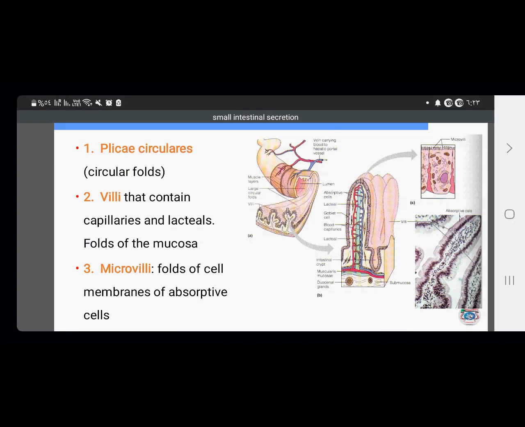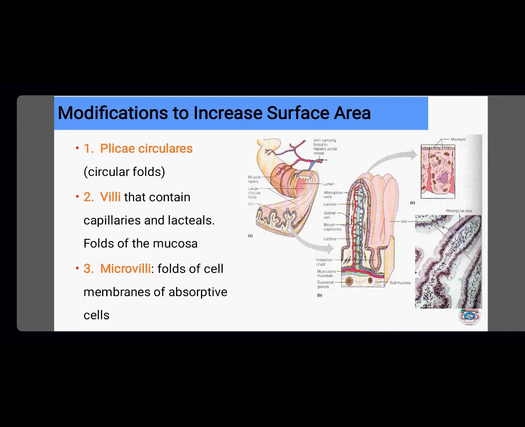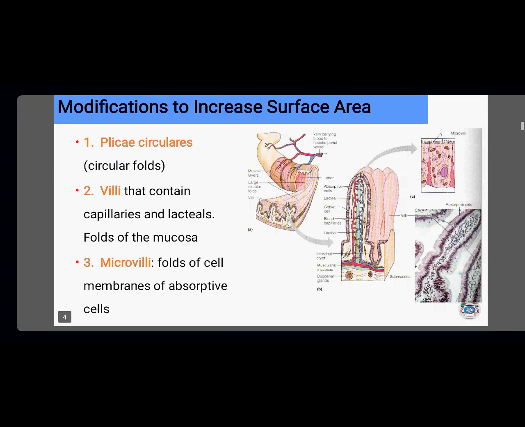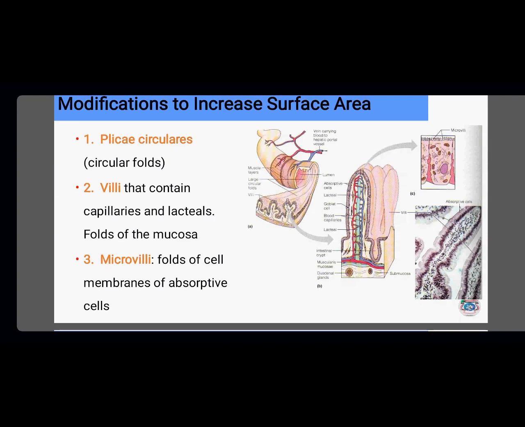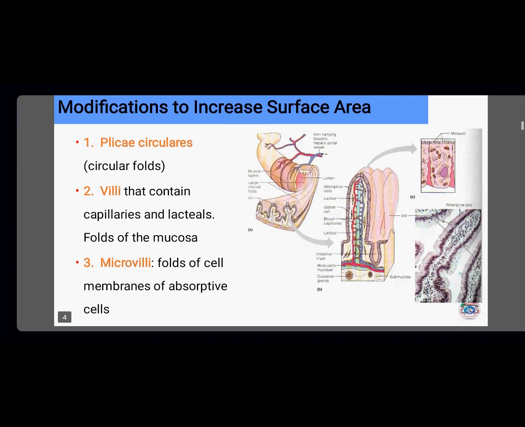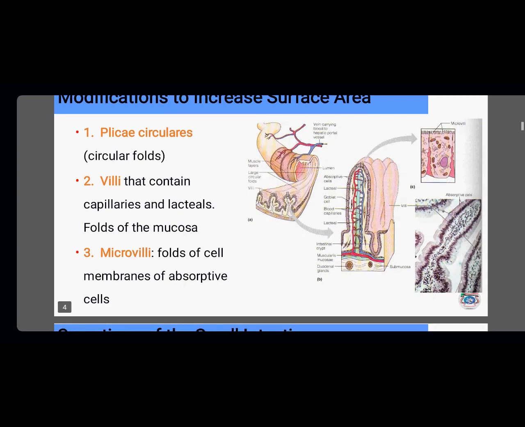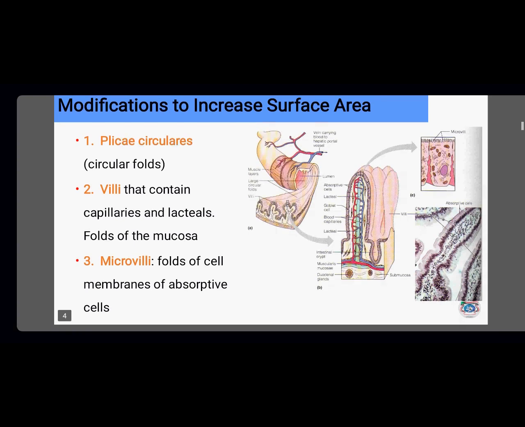There are 3 structures. Number 1, plicae circulares, are circular folds, as you see in the picture. Number 2, we have what are called villi, which contain capillaries and lacteals, folds of the mucosa. And the last one, number 3, is microvilli, which are folds of the cell membranes of the absorptive cells. These 3 structures increase the surface area and increase the efficiency of absorption.